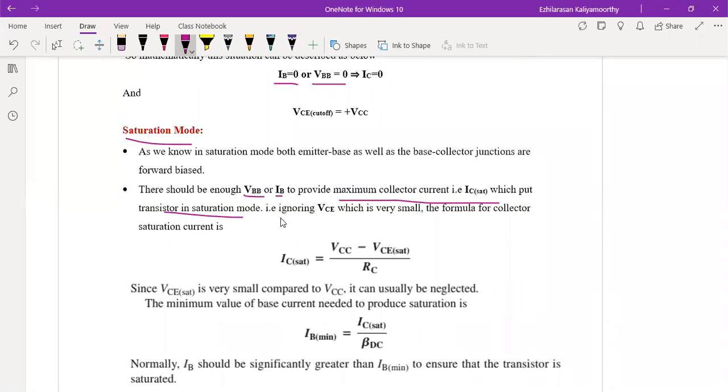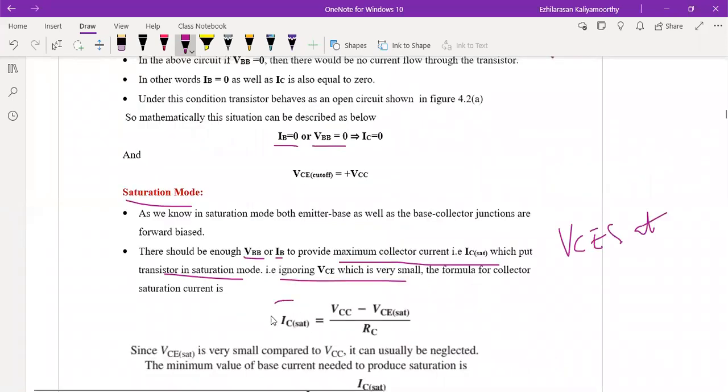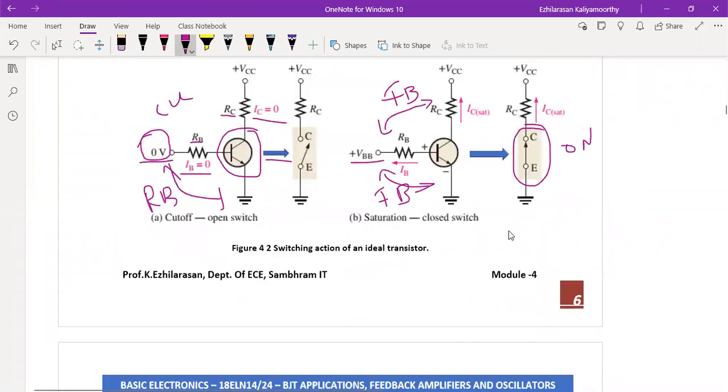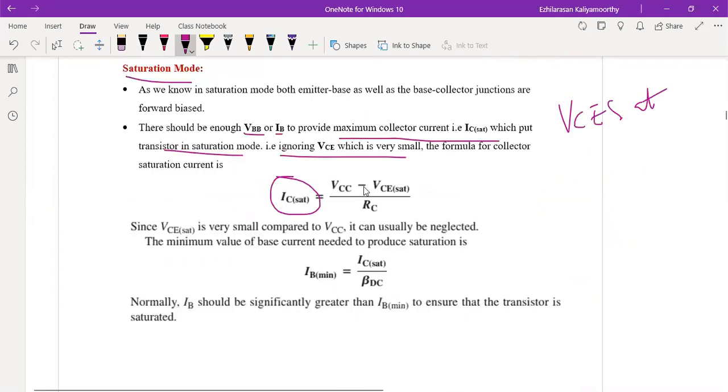Now from this we can say we'll ignore the VCE sat, which is very small, in the formula for collector saturation current. Collector saturation current, VCE sat they'll call normally. Okay, now IC sat means collector saturation current. How will you get it? It is nothing but the supply voltage VCC minus VCE sat divided by RC. Where VCE sat is very small compared to VCC, because VCC is a fixed DC bias voltage, usually it can be neglected.